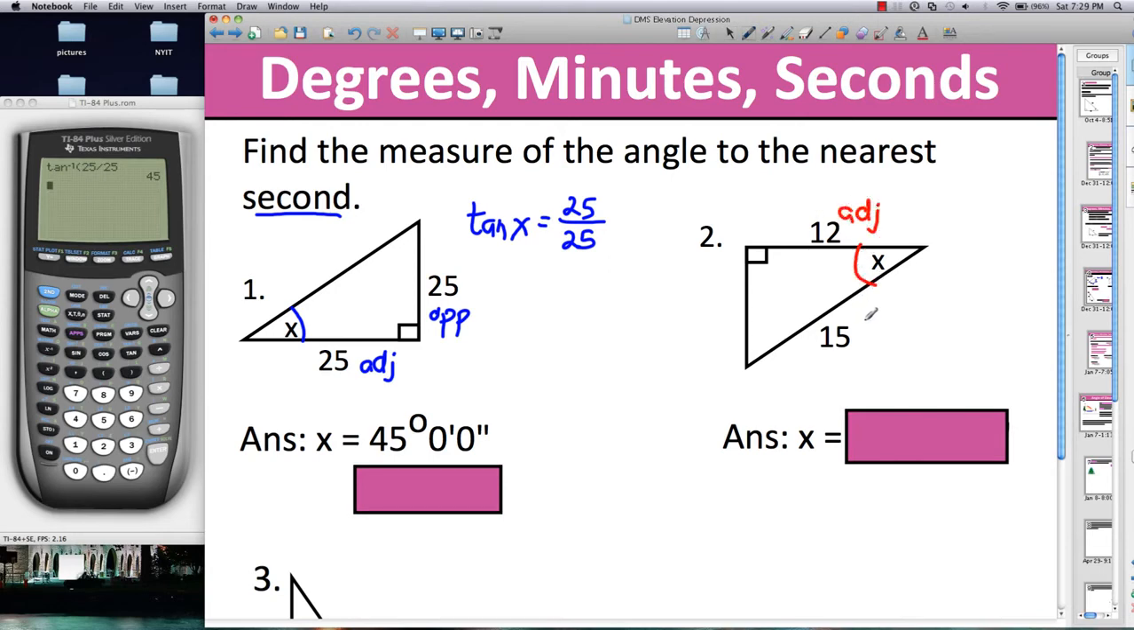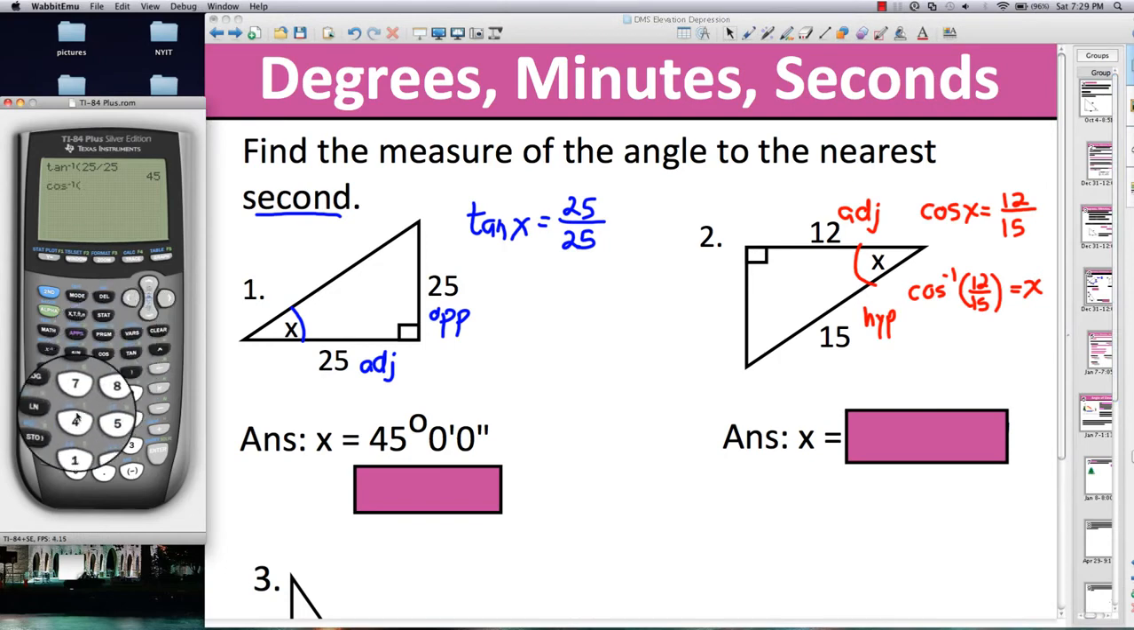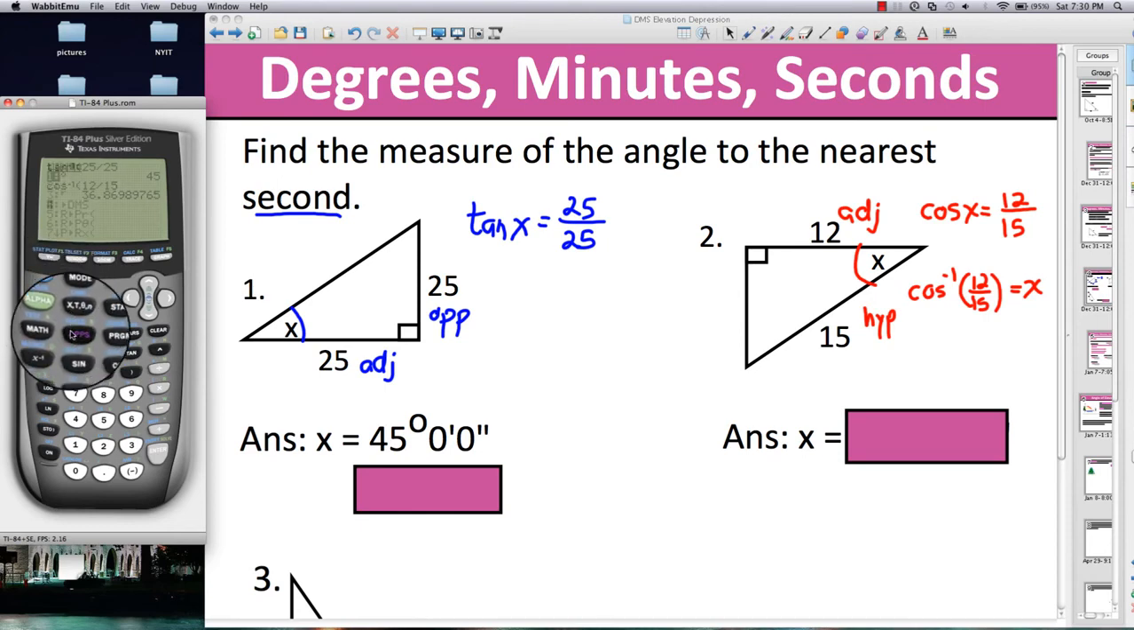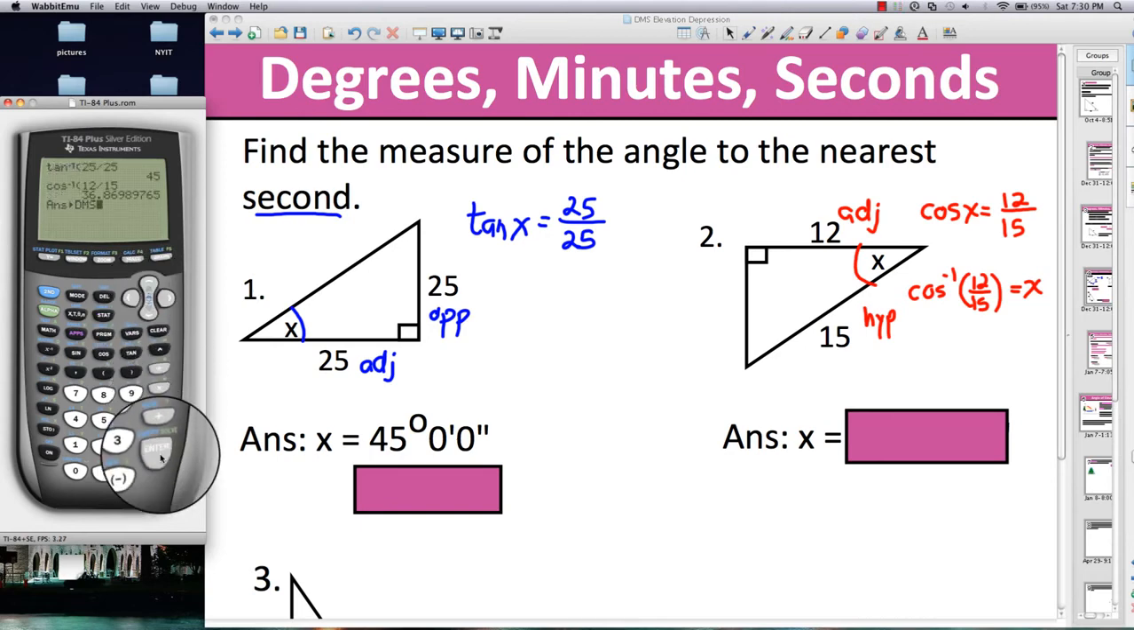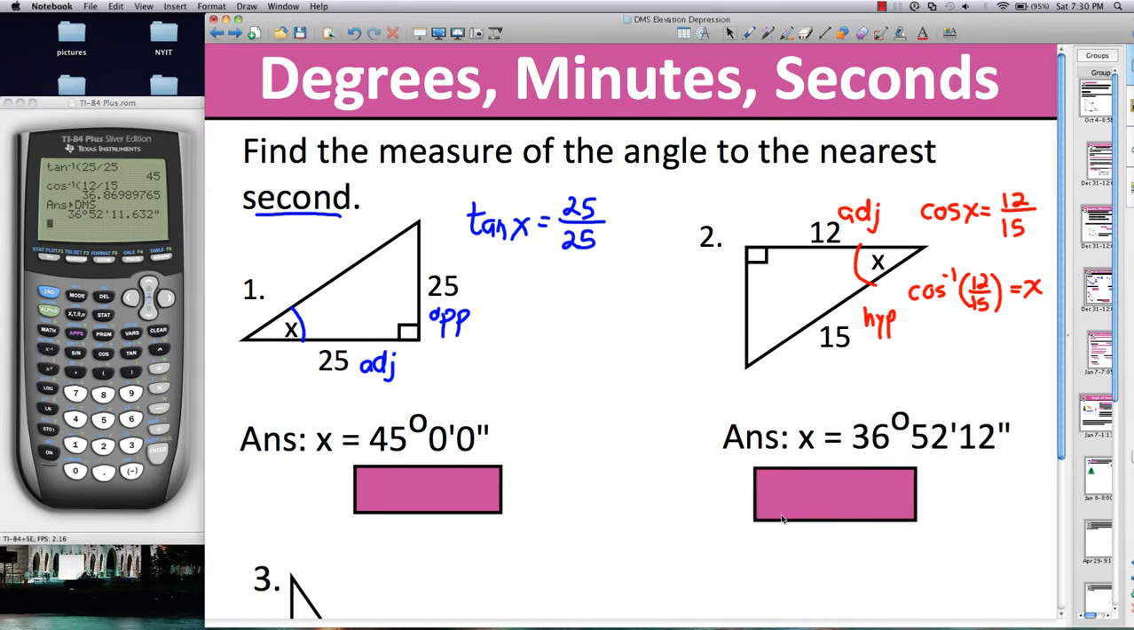We have adjacent and hypotenuse. So that deals with cosine. Cosine of some angle equals adjacent over hypotenuse. Since we're solving for the angle, we do inverse of cosine, and then we'd put 12 over 15 into our calculator, and that would give us the angle. So we'll come over here to the calculator. Second cosine, 12 divided by 15. Now we're going to want to hit second apps and go down to number 4, DMS, hit enter, enter. So our answer is 36 degrees, 52 minutes, and 11.6 seconds, so that is going to round up to 12 seconds.